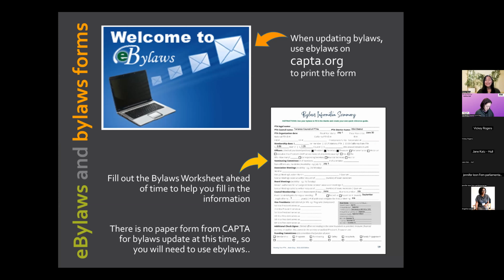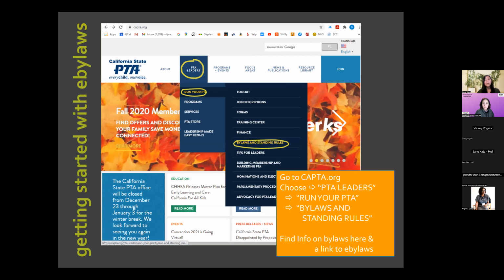No problem. Okay, there is no longer a paper form, so we are only on the computer now for bylaws. You have to use e-bylaws. The good news is they fixed e-bylaws and it is way better now. It is really easy to use and much easier than the paper form. And I mentioned that you want to fill out that bylaws information sheet before you go there because it'll help you when you start filling in things on e-bylaws.